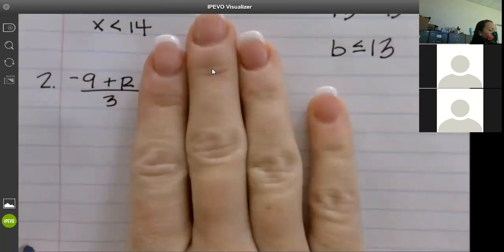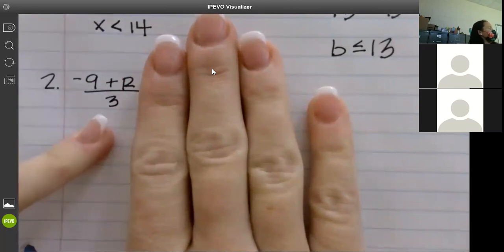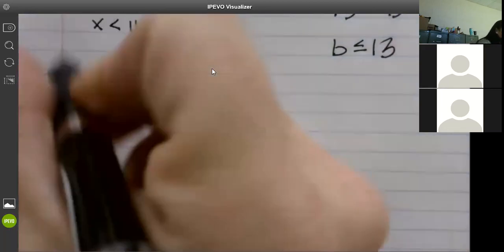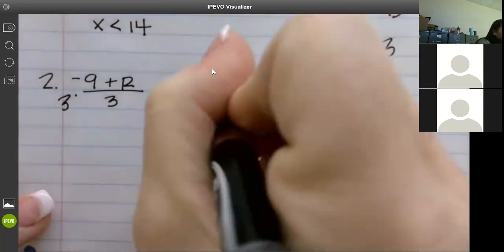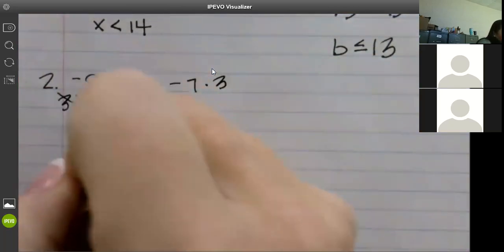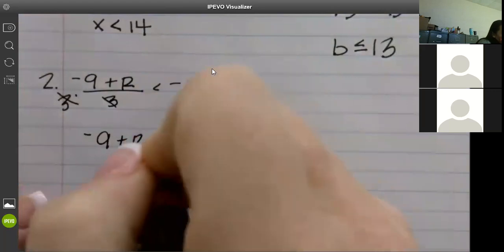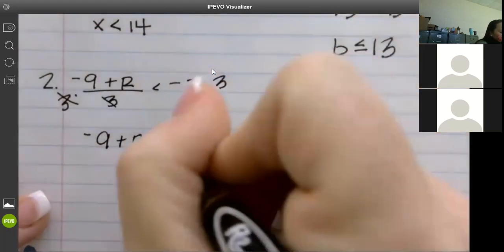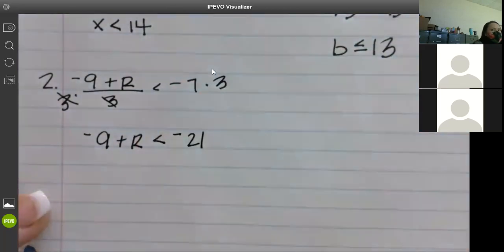What's on the same side as r but not with it? Remember, if we have a fraction, the bottom is not with the r. So how do I get rid of a divide 3? Multiply 3. It's okay. So those will cancel out. We get negative 9 plus r is less than negative 7 times 3 is negative 21.